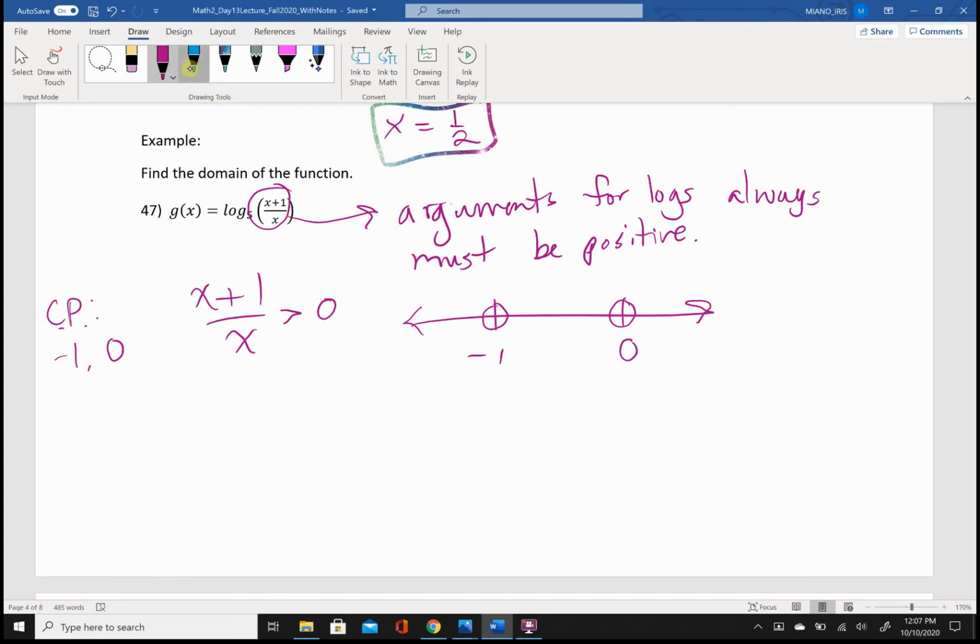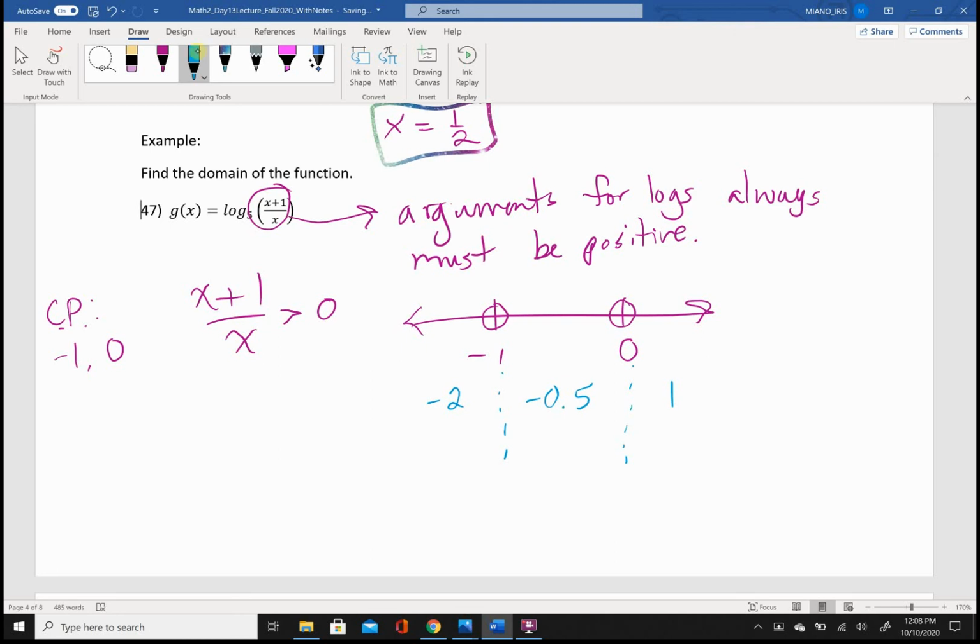So we want to be testing what's going on in all the different areas in between and on either side of these critical points. So I'm going to choose inputs of what? -2 here to test, -0.5, and then +1 over here. Just the easiest numbers that I can manage given the bounds on the intervals provided.